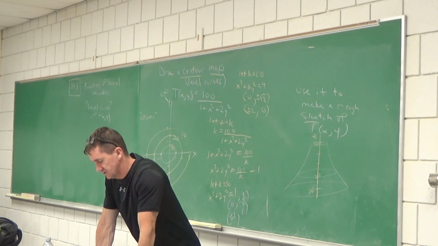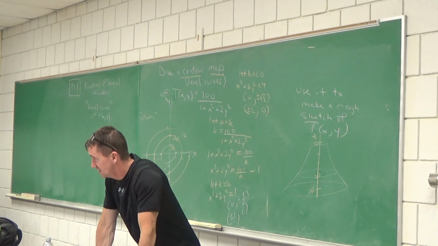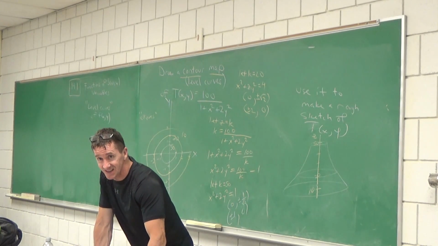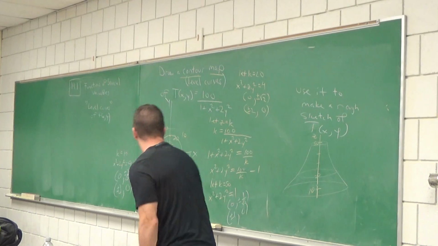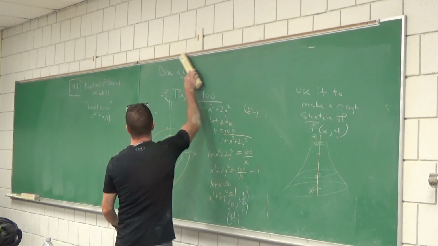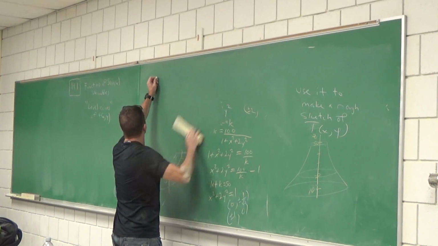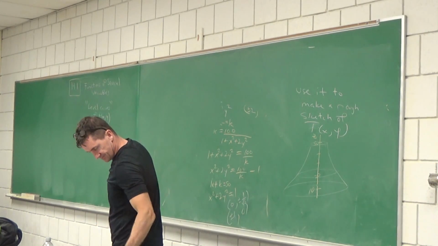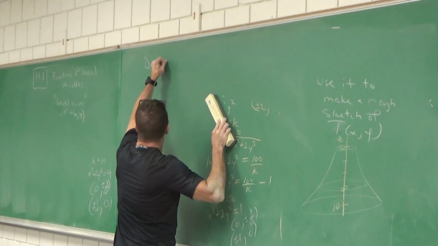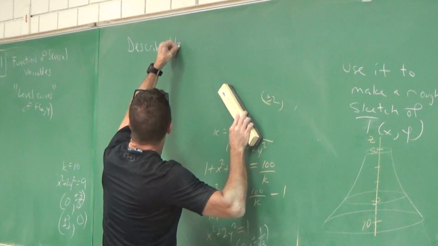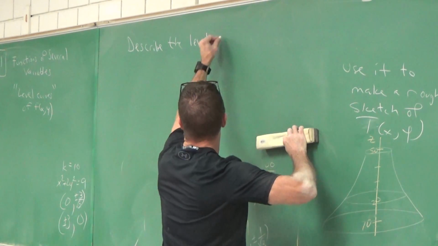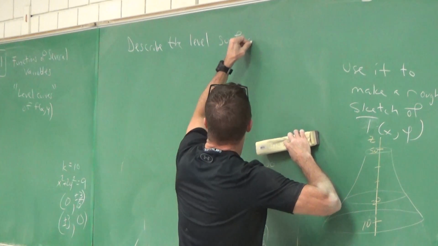It doesn't say level curves. What does it say? Those are functions of x, y, and z. And they want you to find the what? Describe. Oh, good. We don't have to draw these. Describe the level, not level curves, but level what? Surfaces. And that's not a typo.